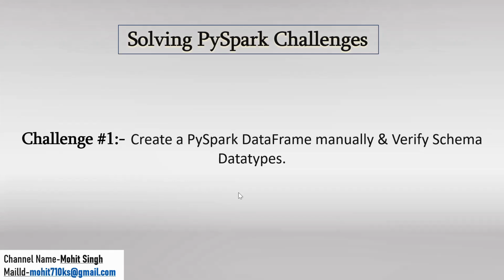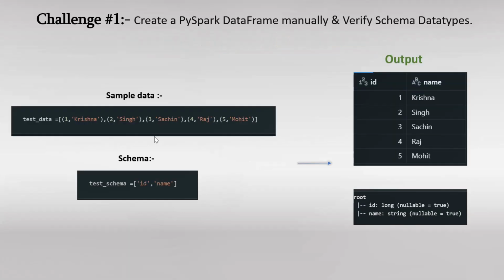So this is part one of this playlist, where we will discuss how we can create a PySpark data frame manually and how we can verify the schema data types. Here, if you see, we have sample data in terms of a list. This sample data consists of a list of tuples. Each tuple you can consider as a row of a table. And we also have a schema given. The first column name is ID, the second is name. So this is the list of schema. ID corresponds to the first value of a tuple and name corresponds to the second value of the tuple.